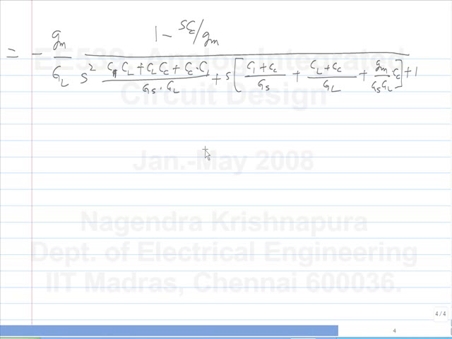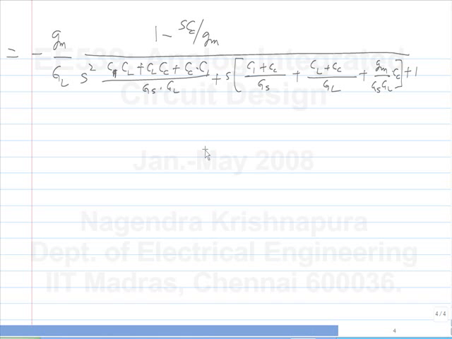The 0 is at gm by Cc. It's in the right half plane. Okay. So we'll see the implications of this later. In fact, we'll use this analysis heavily when we come to the common source amplifier as well as when we come to compensation of op amps. Okay. So in fact, this analysis will be the basis for finding some method of compensation.